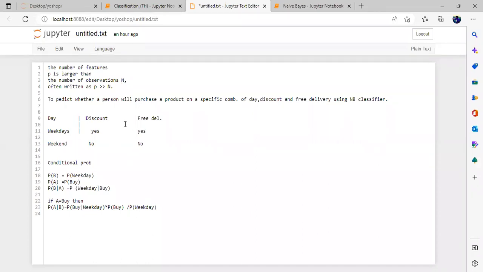I hope you people are understanding, this is your table. So if you observe your data, what is your data? Data is saying that on the weekdays, discount will be there and free delivery will also be there. And on weekend, discount will not be there and free delivery will also not be there. So for example, we took the example of food.